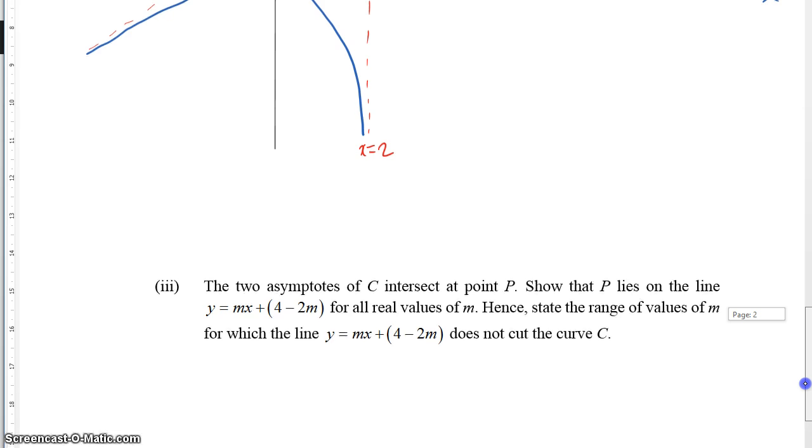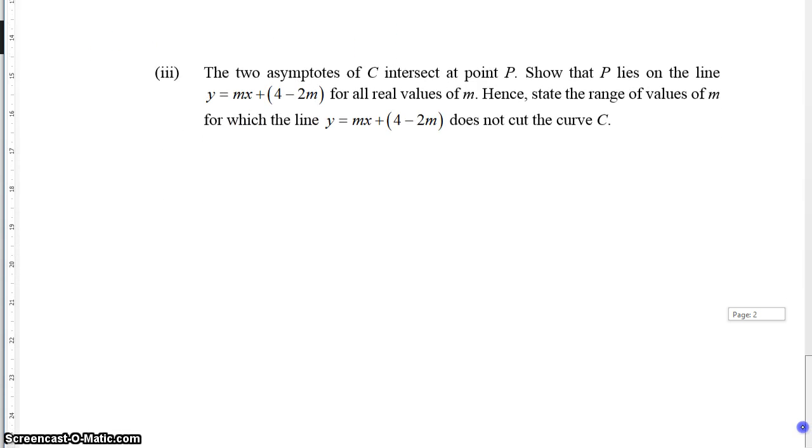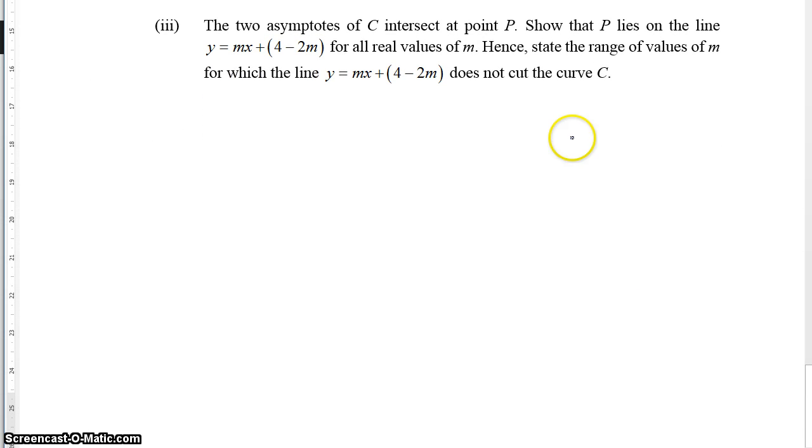So the last thing, the two asymptotes of C intersect at the point P. Show that P lies on the line y equals mx plus 4 minus 2m for all real values of m. Hence state the range of values of m for which the line does not cut the curve. Okay, so the first part, show that P lies on this line for all real values of m.